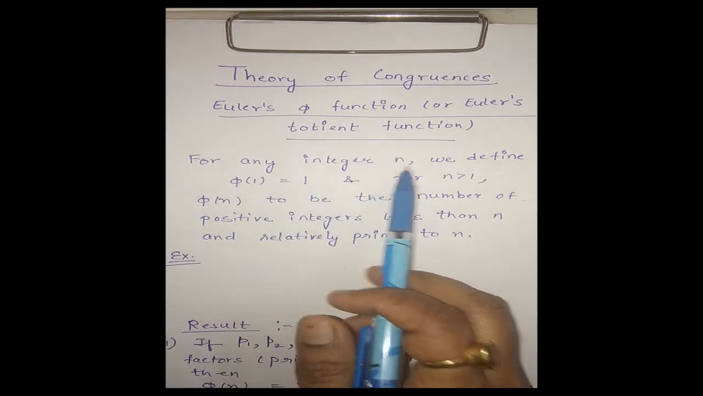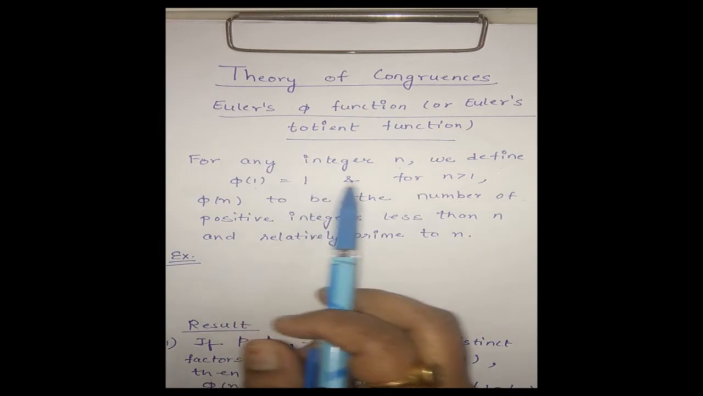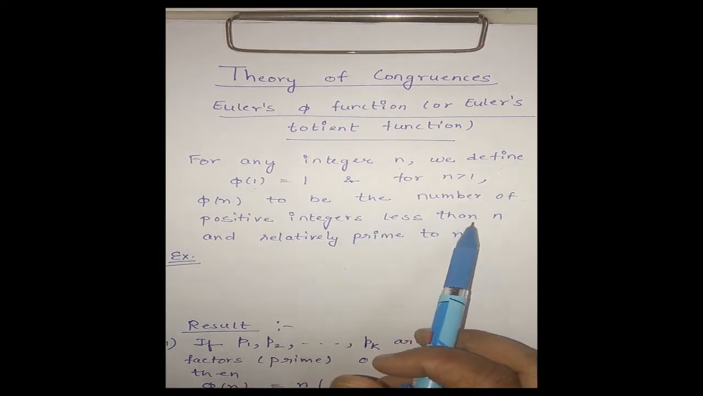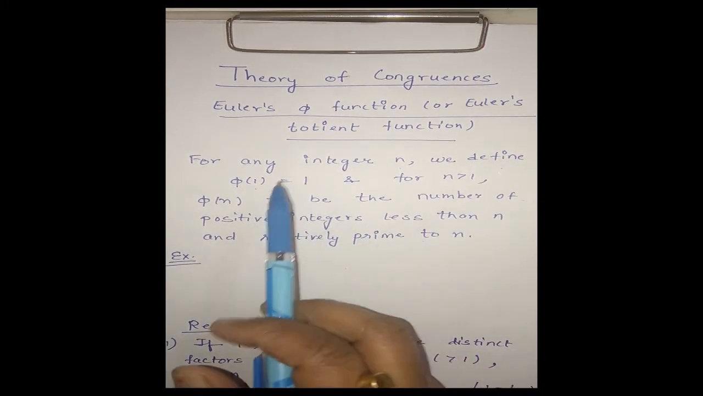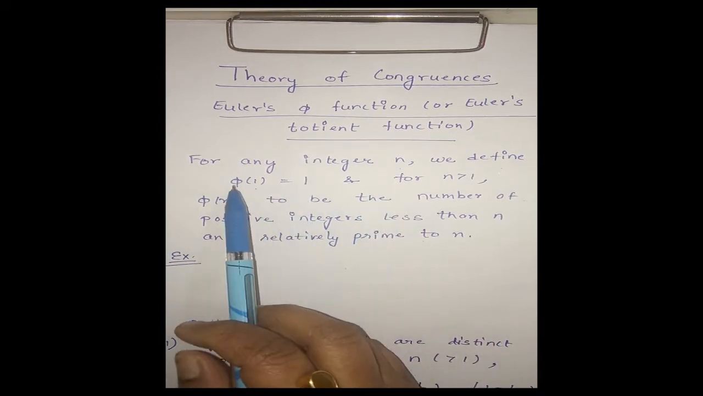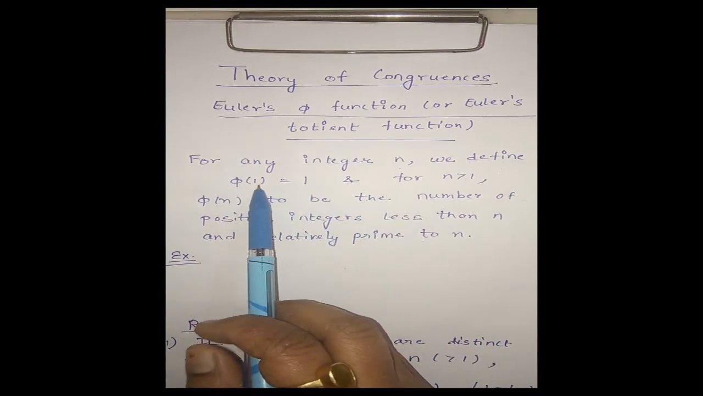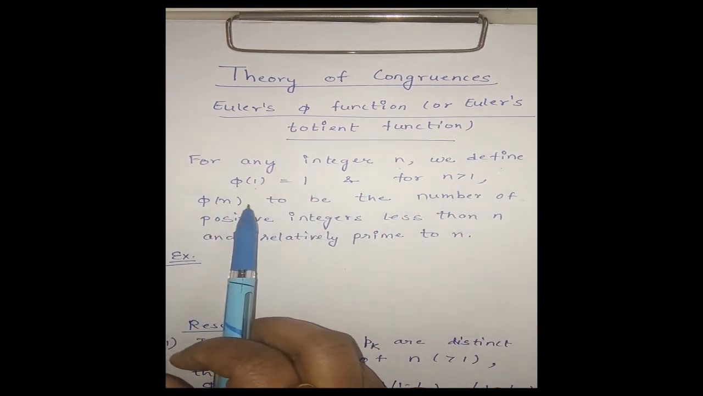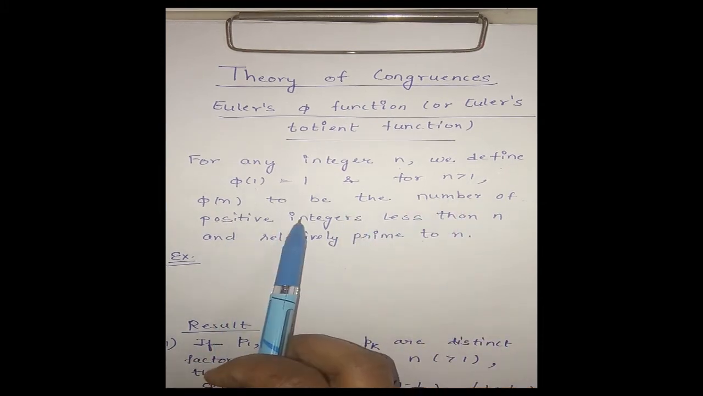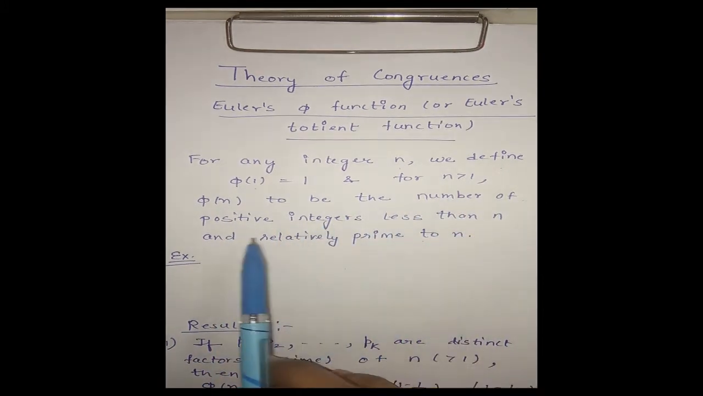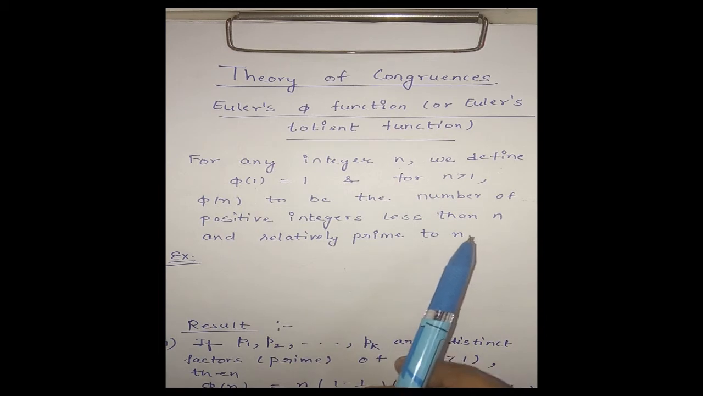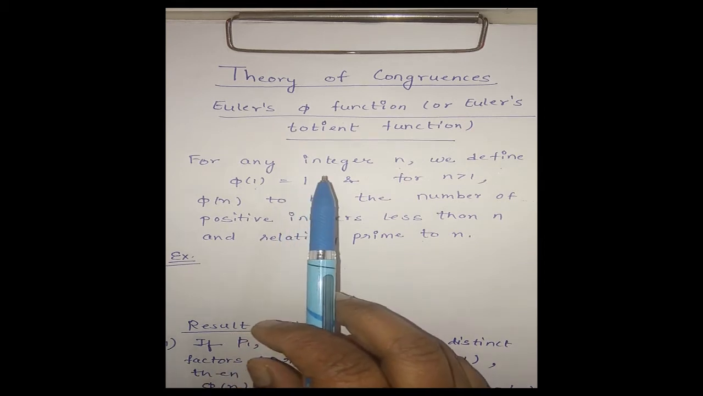For any integer n, we define phi of 1 is equal to 1, and for n greater than 1, phi of n is defined as the number of positive integers which are less than n and relatively prime to n. Means if n is 1, then phi of 1 is defined as 1, and if n is more than 1, then phi of n is defined as the number of positive integers which are less than n and relatively prime to n. Relatively prime to n means GCD is equal to 1, greatest common divisor is equal to 1.